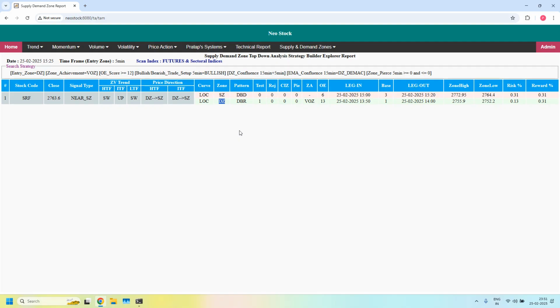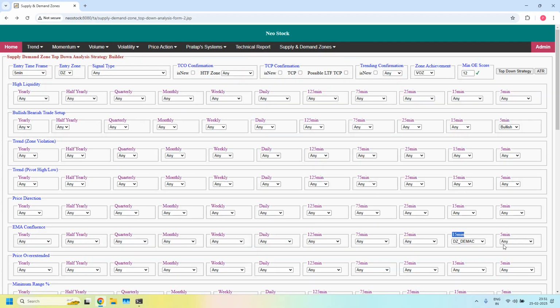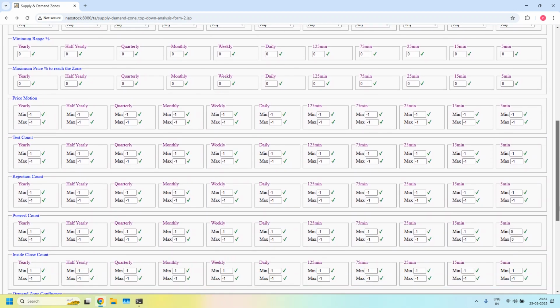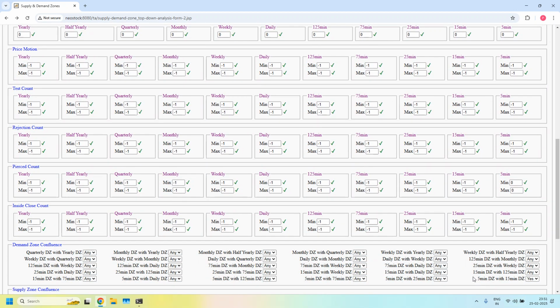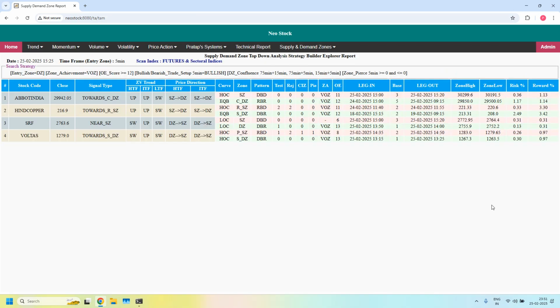Next we will look into LTF, ITF, HTF demand zone Confluence. I am removing EMA filter. In the demand zone Confluence, 3 filters we have to set. First filter already enabled. Second filter 5 minutes demand zone with 75 minutes demand zone Confluence. 15 minutes demand zone with 75 minutes demand zone Confluence. With all the 3 filters, we got 4 stocks.